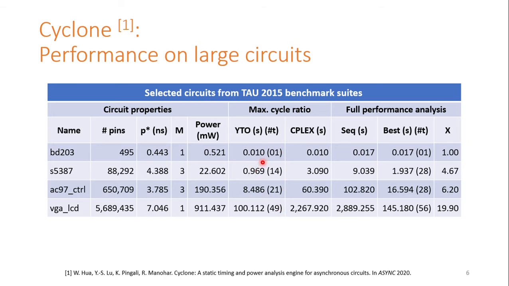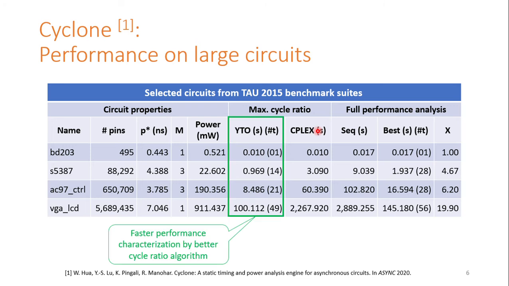Usually, the maximum cycle ratio is found by linear programming, and Cplex is the state-of-the-art package for linear programming. So we compare the runtime of our YTO implementation against the Cplex solution. Here we find that we can always characterize the performance of any circuit faster than the Cplex solution, because we are adopting a better cycle ratio algorithm.